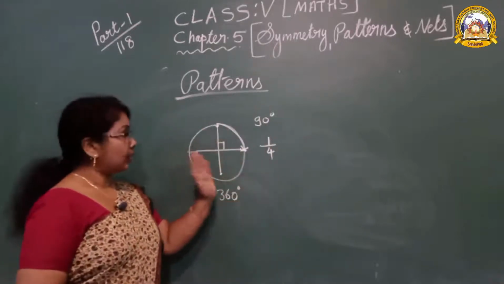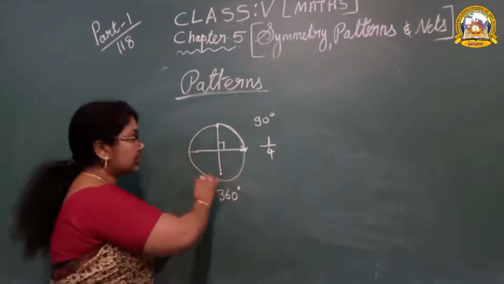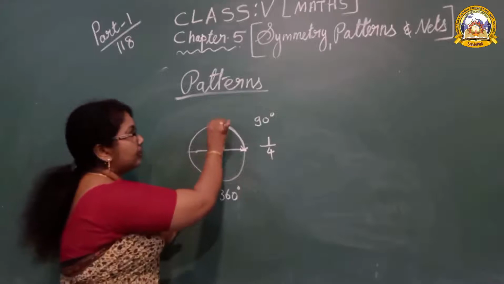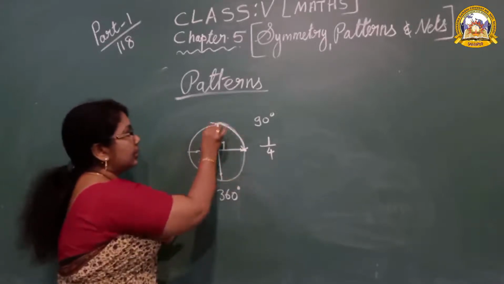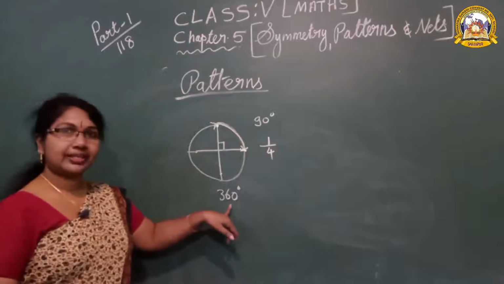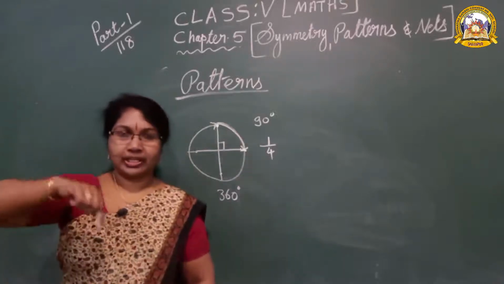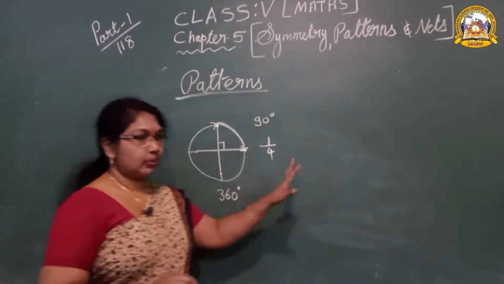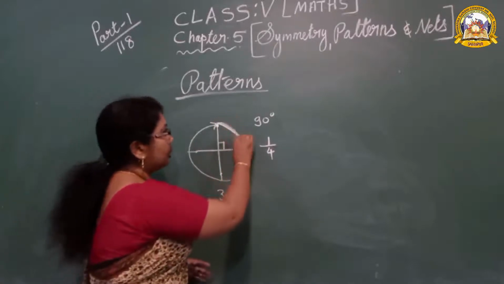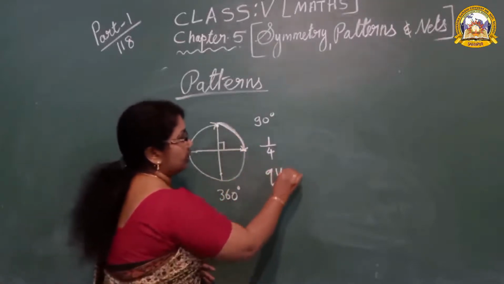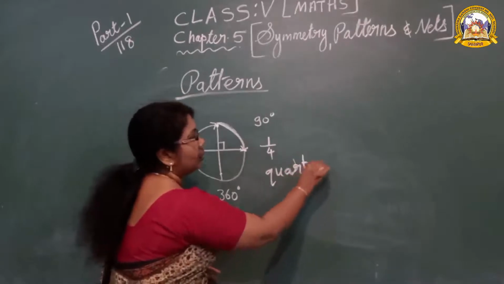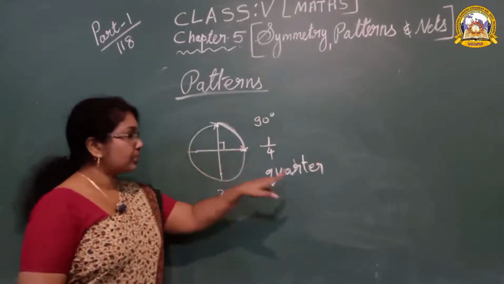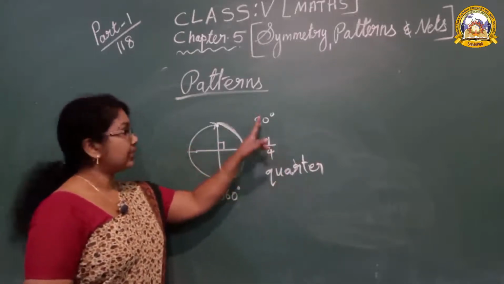One full rotation means one full circle. If it completes from the start back to here, it is 360. If you are standing and you rotate fully, how many degrees are you rotating? 360 degrees. Then if you are rotating only from here to here, it is called a quarter rotation. Quarter means 1/4. What is another name? Quarter, that means 90 degrees.